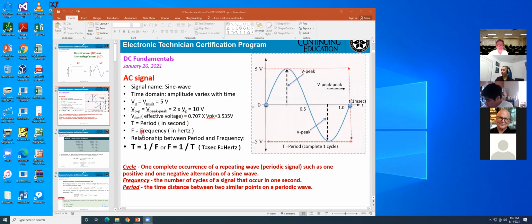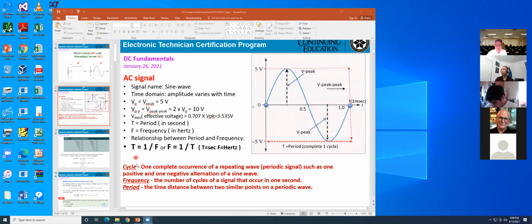And also they say VRMS. That's what they call effective voltage. It will be equal to 0.707 times VP, and you get 3.535 volt. Okay, and period. That means from where you start here, and now you go up to this point, you start again. That means you complete one cycle. And that's what they call a period, okay? In seconds. F, frequency, okay?